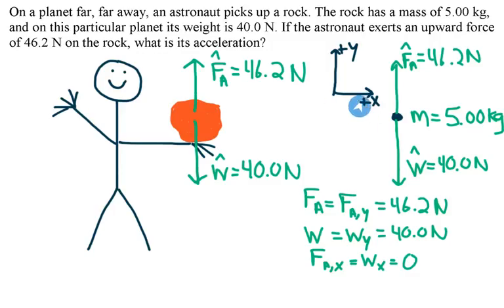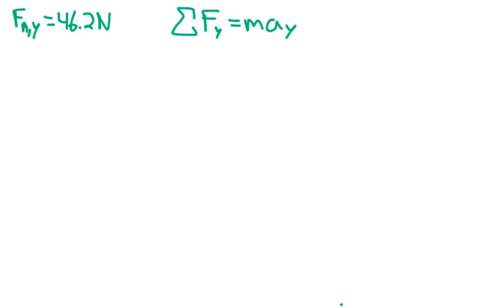But now that we've set up our coordinate system, we know that anything acting downward is in the negative y direction. So when I start summing these forces together, I have to remember that the y component of the weight is actually negative 40.0 newtons, because it's acting downward. So those are all the forces acting on this rock. Now, remember, this sign says that you just add up all the forces in that direction. So in this case, it's going to be 46.2 plus negative 40.